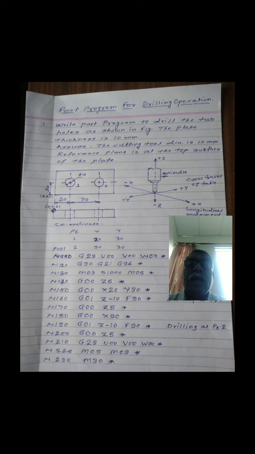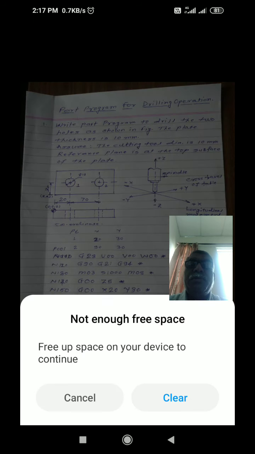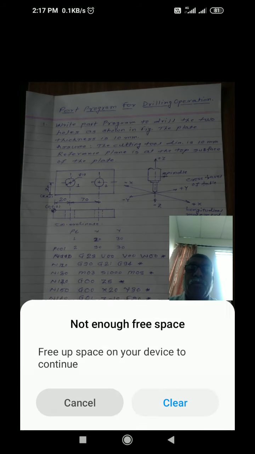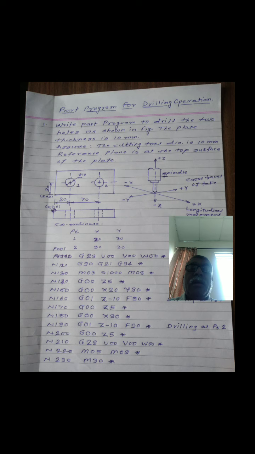there are three axes: x-axis, y-axis, and z-axis. These are the three axes. First, you have to identify the z-axis, which is the spindle axis. VMC means the spindle is vertical. So, in case of VMC, the z-axis is the spindle axis, which is vertical as shown in the figure.